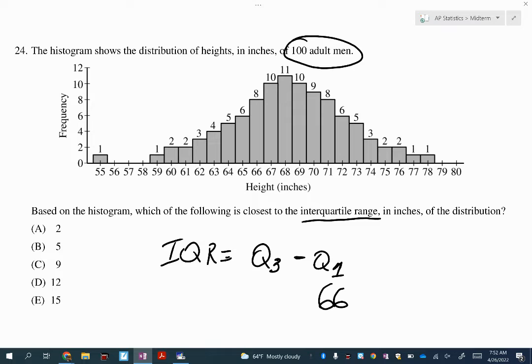1 plus 1 is 2. 4, 6, 9, 14, 28. 71 is quartile 3. The answer is 5. Again, though, it's not about did you guess it right, Adrian. It's about did you know how to get it.